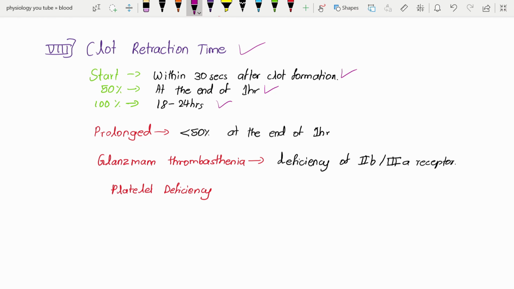You can take it as 18 to 24 hours, and it is said to be prolonged if the clot retraction doesn't reach 50% at the end of 1 hour. It happens in Glanzmann thrombasthenia and platelet deficiencies. In Glanzmann thrombasthenia, there is deficiency of the glycoprotein 2B and 3A receptors.